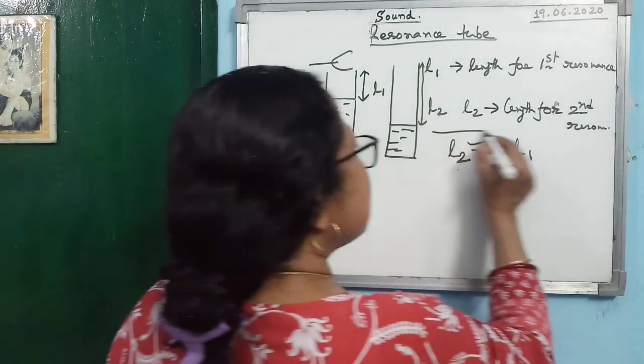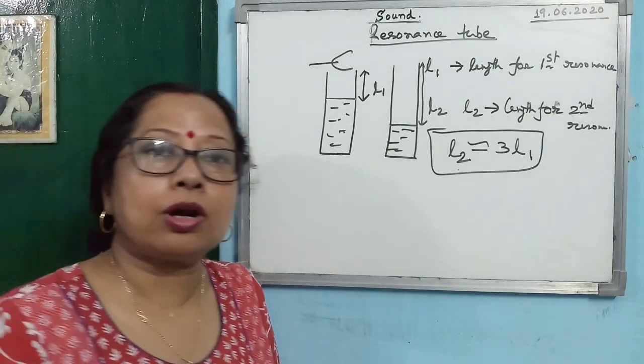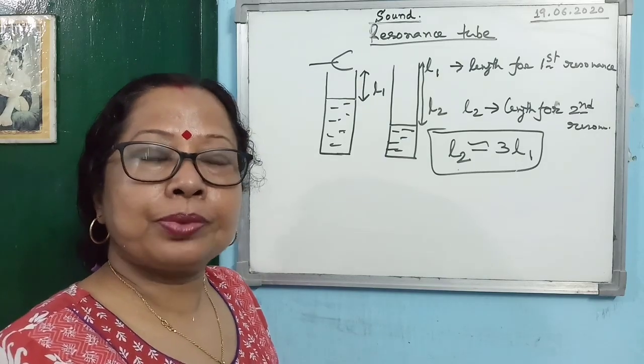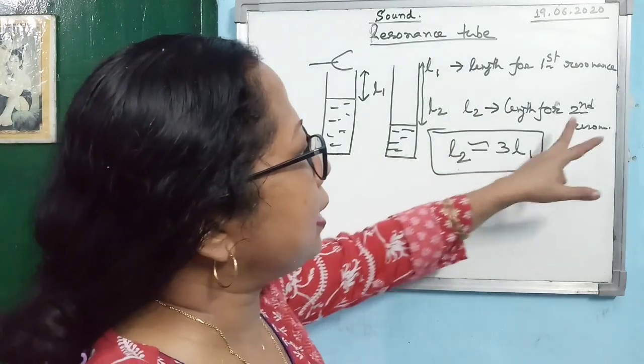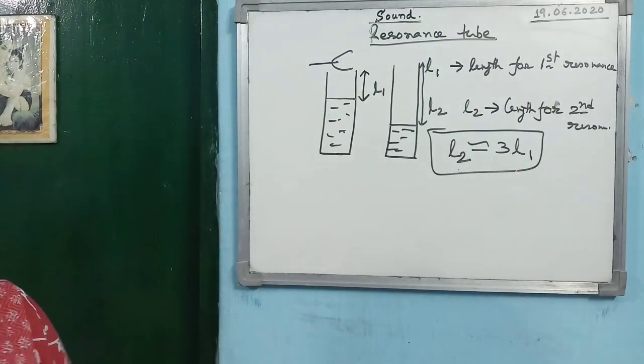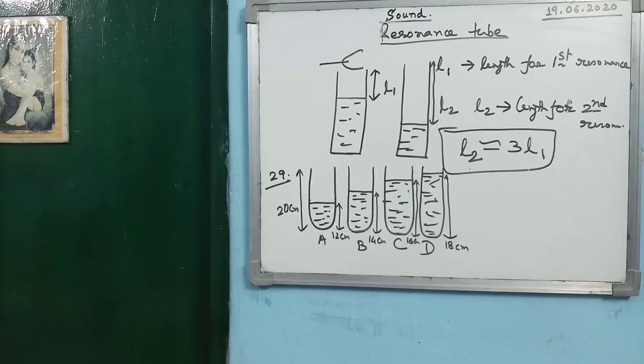Now the most important part is, you will observe that L2 is almost thrice the length of L1. Alright, so this is the information you have to remember for the resonance tube, because questions come on this concept only. What is the relation between the length for the second resonance and the length for the first resonance? It is L2 equal to 3L1. The second resonating length is almost thrice the first resonating length.